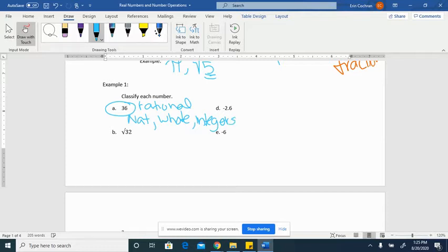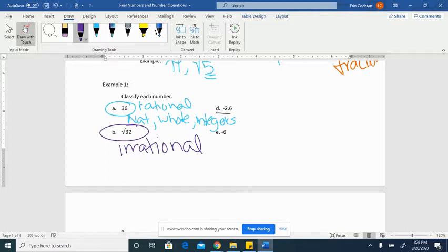Okay, B here. Square root of 32. Is 32 a perfect square? Can I take the square root of 32? No. So then I ask, is it rational or irrational? I can't take the square root of it, so can I write it as a fraction? No. So that would be irrational. And since it's irrational, it can't be anything else.